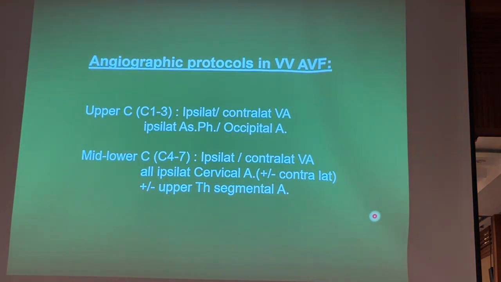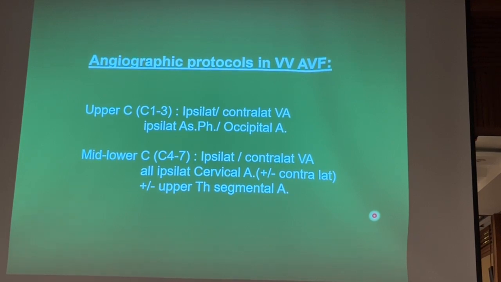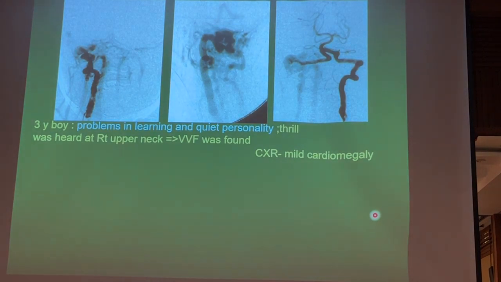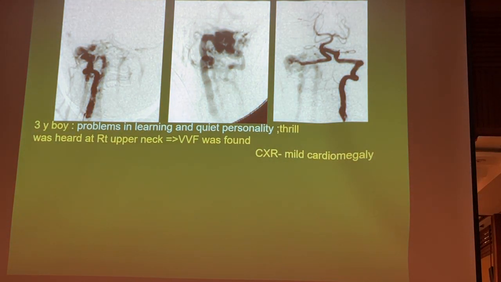So the angiographic protocol, we highly recommend that you inject, for sure, the ipsilateral and contralateral vertebral artery. In the upper part, the ipsilateral ascending pharyngeal and occipital system. In the mid-lower part, you again need the ipsilateral and contralateral vertebral, or the ipsilateral cervical artery needs to be checked. Must pass minus the upper thoracic segmental artery. This is the upper cervical segment.